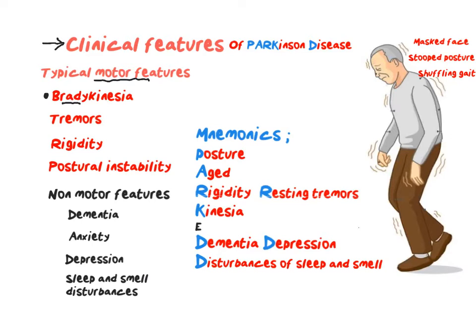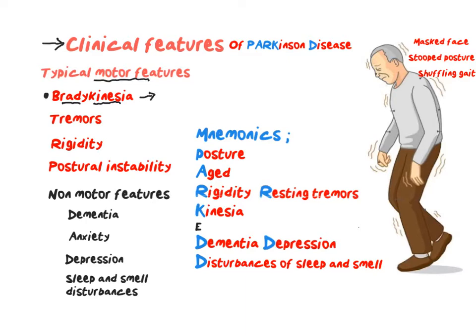Brady means slow, like in tachycardia and bradycardia, like slow heart rate and fast heart rate, brady. Hypokinesia is still the same thing. Hypo means also slow or low. Kinesia means movement. So there is a slow movement in these patients.